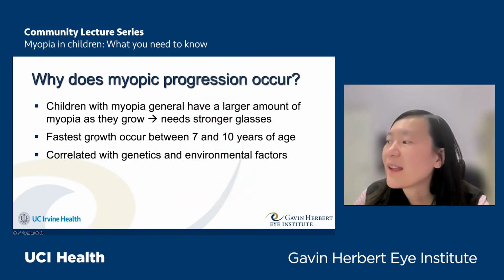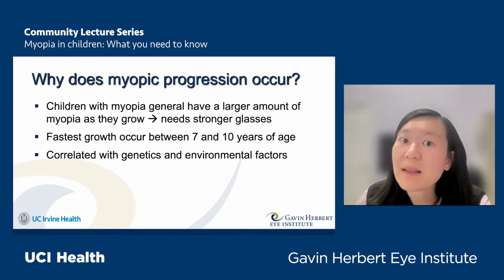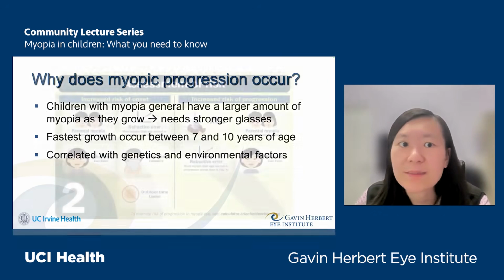Okay. And then I mentioned this earlier. Why does myopic progression occur? Well, children with myopia tend to grow and need stronger and stronger glasses year after year. The fastest growth happens between 7 and 10, mainly because that's when the kids grow the most. And it's definitely correlated with genetics and environmental factors.